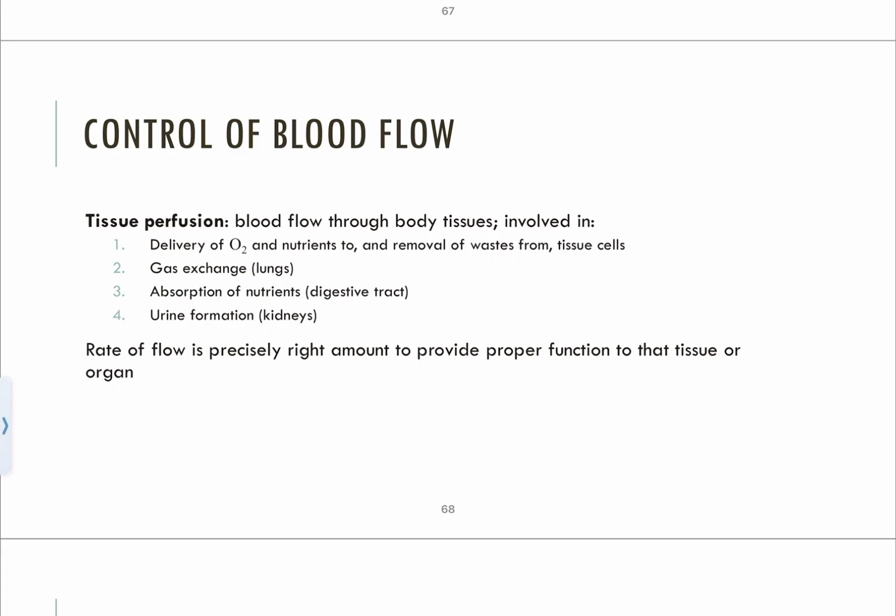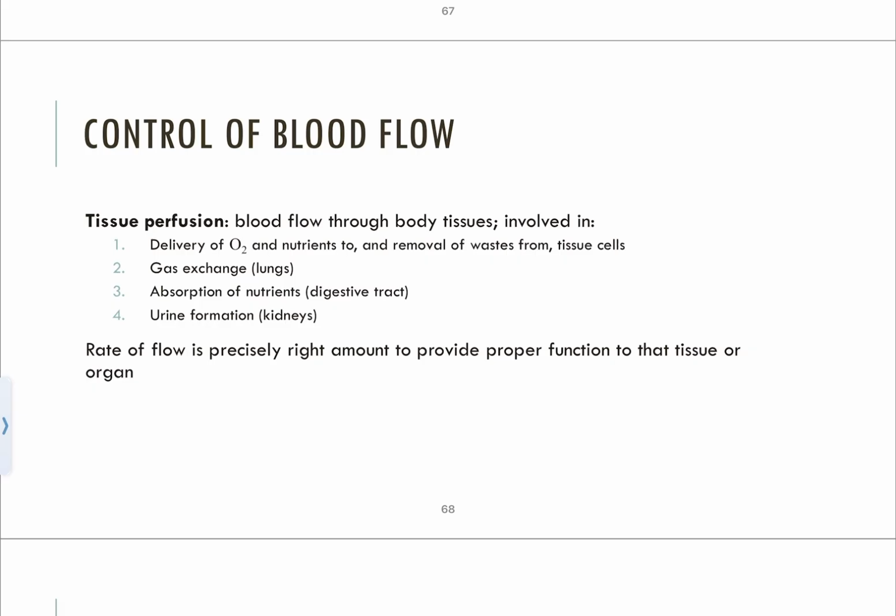When we're talking about the flow of blood through our body tissues, that is referred to as tissue perfusion. And tissue perfusion is involved in helping deliver nutrients and oxygen to all the cells that are making up the tissue, as well as removing waste products, so things like carbon dioxide or nitrogenous waste. If we're talking specifically about our lungs, tissue perfusion is involved in exchanging of gases, picking up oxygen, and dropping off carbon dioxide. If we're talking about our digestive tract and our alimentary canal, it's really important for absorbing nutrients and getting it into our bloodstream.